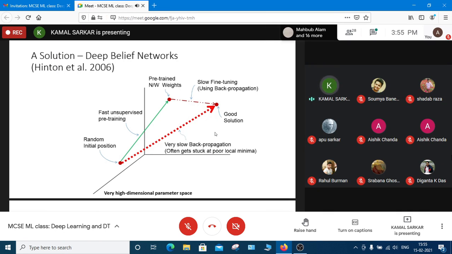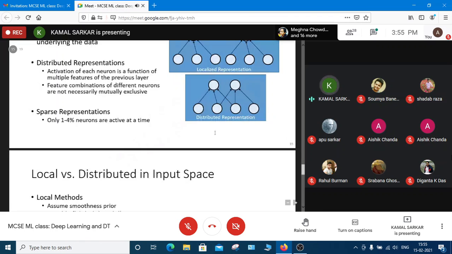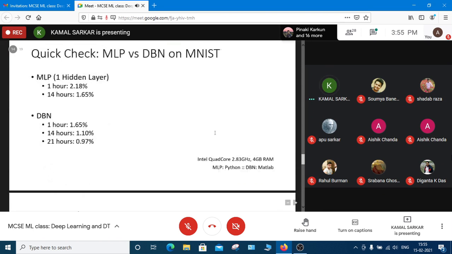This is the first paper that Hinton proposed in 2006, and this is the result that was reported by Hinton in his paper. If you use one hidden layer, and if you apply one hour of training, then the error rate is 2.18%. And if you train for 14 hours, the error rate will be reduced to 1.65%.